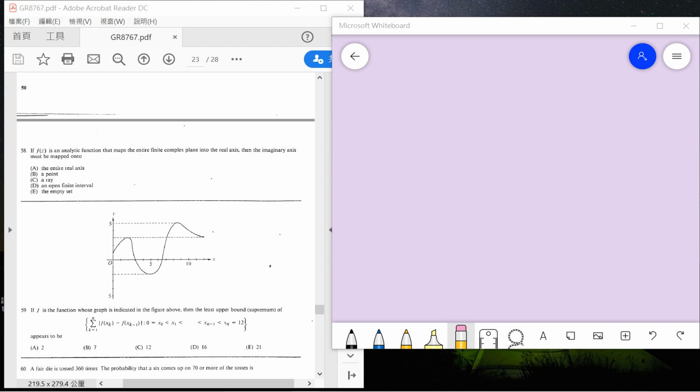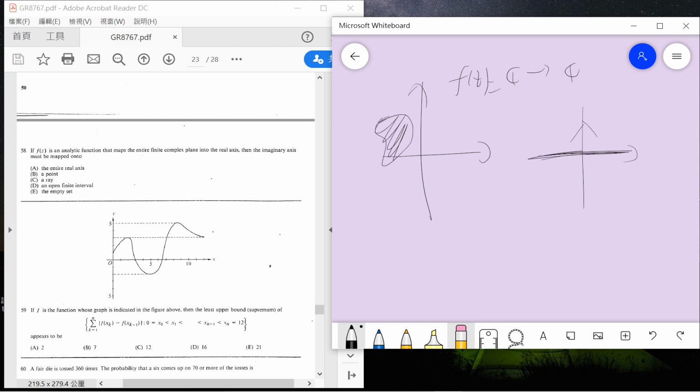We are solving the GRE Math A768 form. Question 58: If f(z) is an analytic function that maps the entire finite complex plane into the real axis, then the imaginary axis must be mapped onto what? So we have a function from complex z to complex, and the entire finite complex plane is mapped into the real axis. And we are asked what the map of the imaginary axis is.